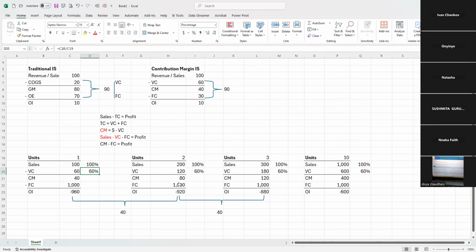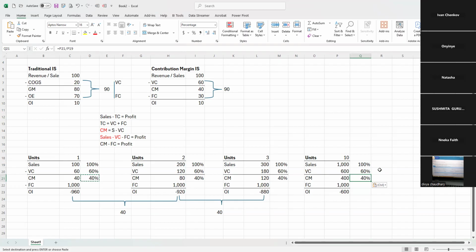How about the percentage of the contribution margin? Is it going to change? It shouldn't change. It's always going to be the same: 40 divided by 100, which gives us 40%. How about here? 40%. And here? 40%. Is it possible to be any different? No. Why? Because 100 minus 60 is 40.